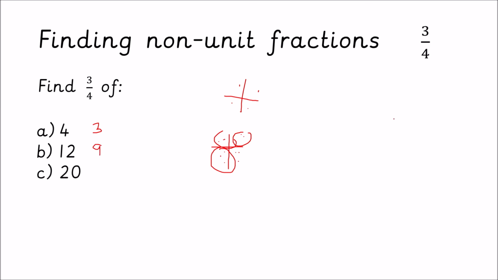And as for 20, again, if you know your times table facts, your division facts, you will know that 20 divided by 4 is 5. If you don't, however, you will have gone 1, 2, 3, 4, 5, 6, 7, 8, 9, 10, 11, 12, 13, 14, 15, 16, 17, 18, 19, 20. And each one of these will have 5 dots in. We want 3 of these groups. So that's 5, 10, 15. So 3/4 of 20 is 15. And there are lots of questions like this to do on the worksheet associated with this video.